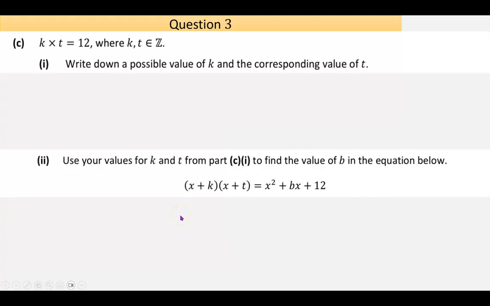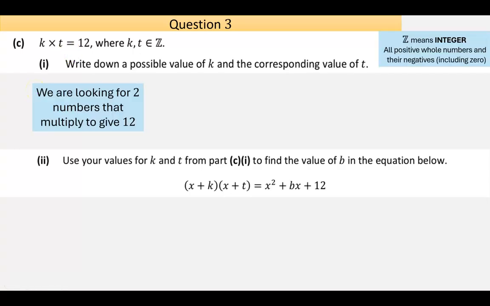And that's it. Now, part C here has a statement k times t equals 12, where k and t are elements of z. That just means they're a whole number, but they can be positive or negative. Okay, and it says write down a possible value of k and the corresponding value of t. Now, the first one that I come to in my head, I'd be thinking of two numbers that multiply to give 12.